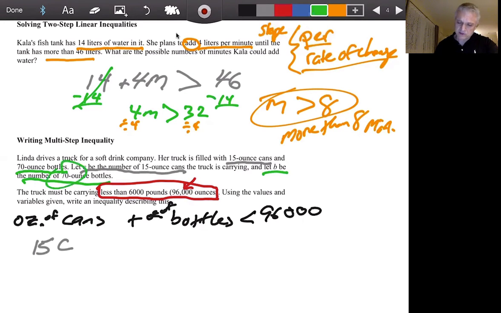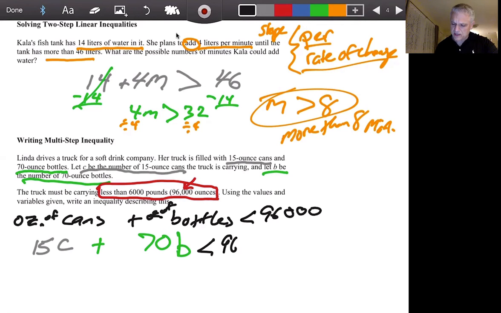70 ounces. There we go. 70-ounce bottle times B bottles. Okay, 70 ounces in one bottle times however many bottles there are. So if we add the ounces of cans plus the ounces of bottles together, they must, because of safety or whatever the reason is, add up to less than 96,000 ounces.